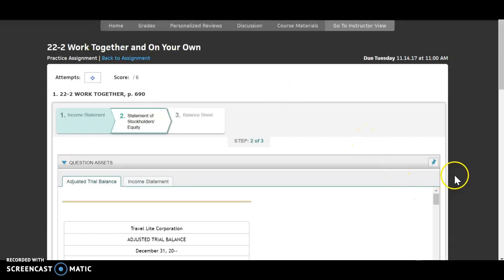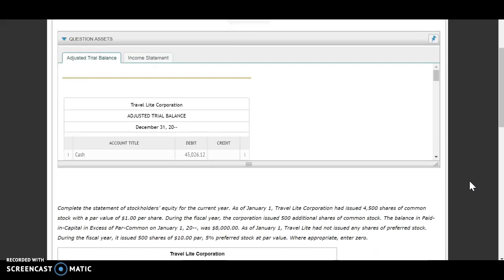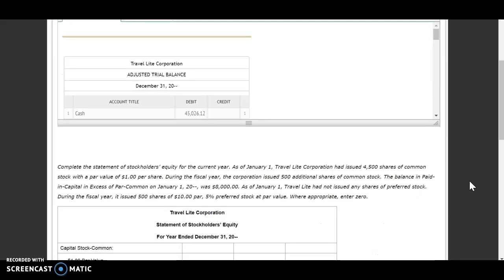22-2, work together, step 2. Step 2 says we're going to complete the statements of stockholders' equity for the current year.